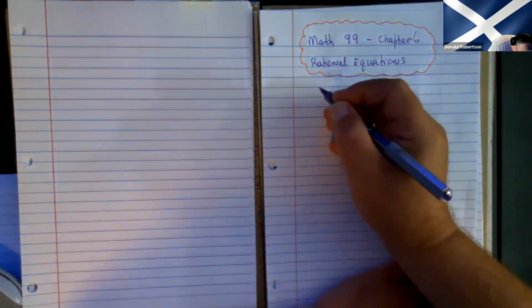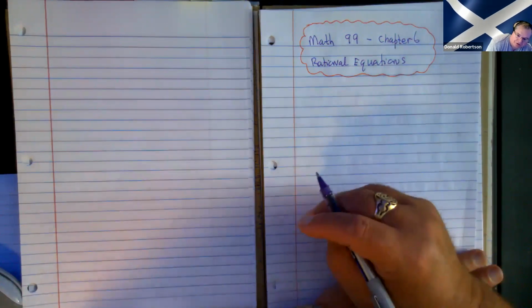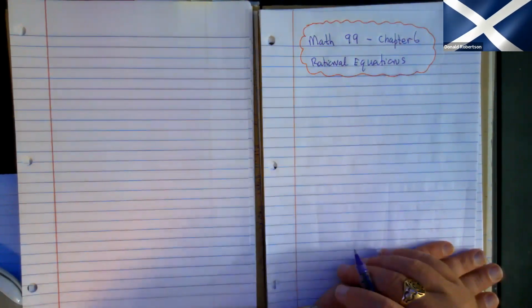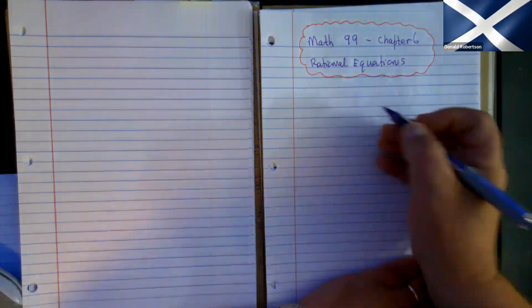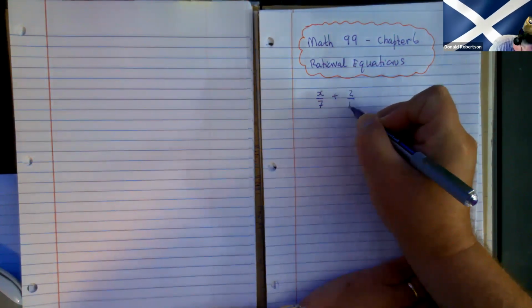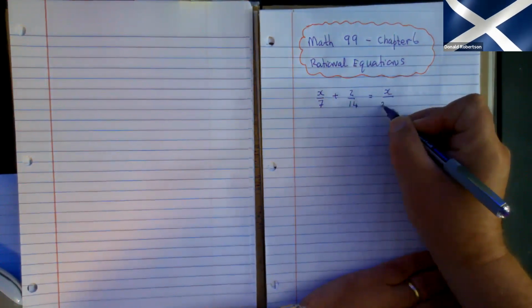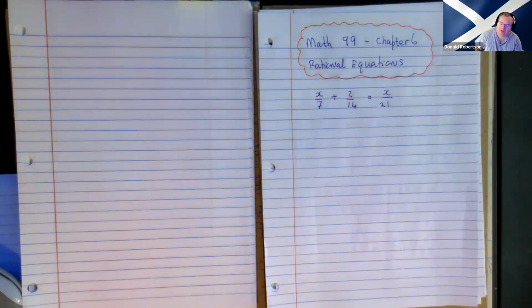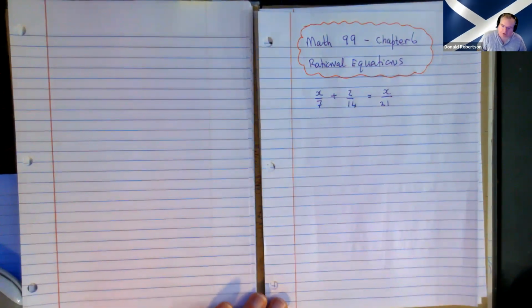Well, good morning, everyone. Today we're going to look at a topic from Chapter 6, Rational Fractions. We're going to focus on solving rational equations. So the first kind of rational equation are ones that essentially just have fraction terms. For instance, if you had x over 7 plus 2 over 14 equals x over, say, 21, and you wanted to solve such an equation, it's got fractions in it, therefore technically it's a rational equation.